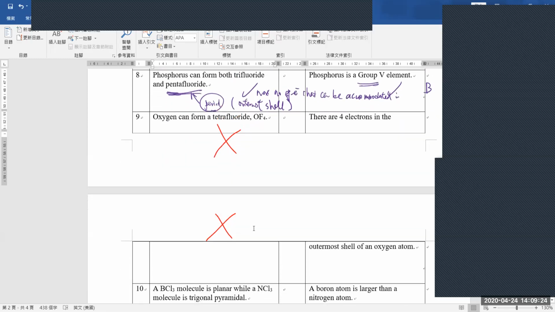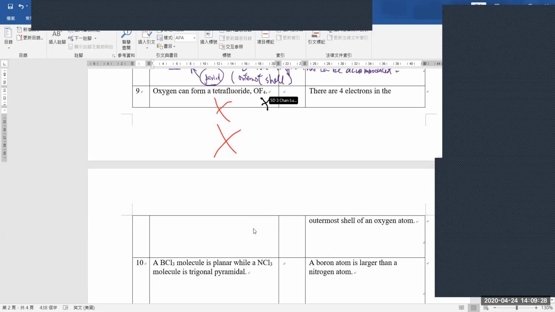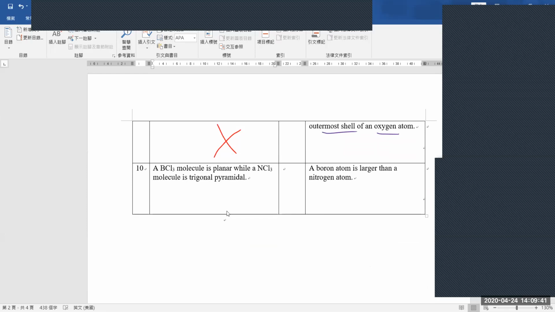in the outermost shell. Number nine, oxygen can form tetrafluoride. Very strange. Four electrons in the outermost shell. No. The last question. BF3 molecule is planar, while NCl3 molecule is trigonal pyramidal. The boron atom is larger than the nitrogen atom. How about this? Trigonal planar, right? Actually, this one, trigonal pyramidal, is still a tick.